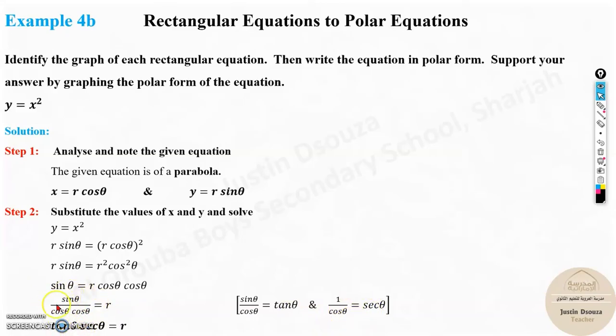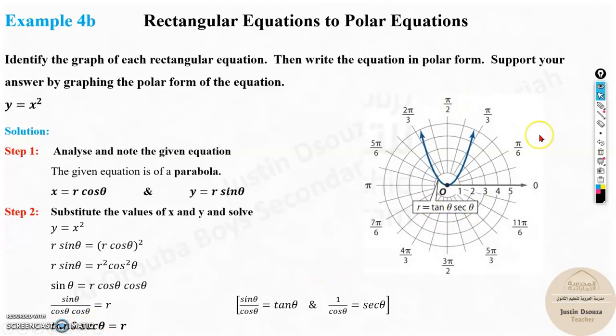This is also the correct answer, but we are trying to simplify as much as possible. Now when we simplify, we get tan theta times secant theta equals r. Now this is the graph. This is the polar form of this particular rectangular equation. So now we have learned to convert rectangular to polar equations.